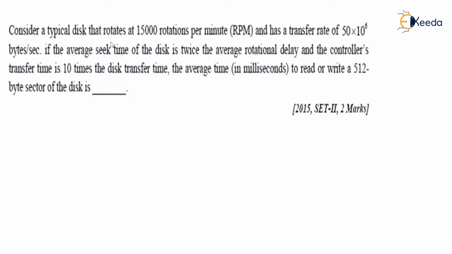Consider a typical disk that rotates at 15,000 rotations per minute and has a transfer rate of 50 into 10 power 6 bytes per second. If the average seek time of the disk is twice the average rotational delay and the controller's transfer time is 10 times the disk transfer time, what is the average time in milliseconds to read or write, that is to access a 512 byte sector of the disk? Okay, so this is the question.